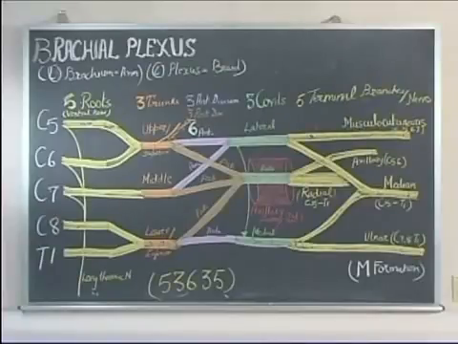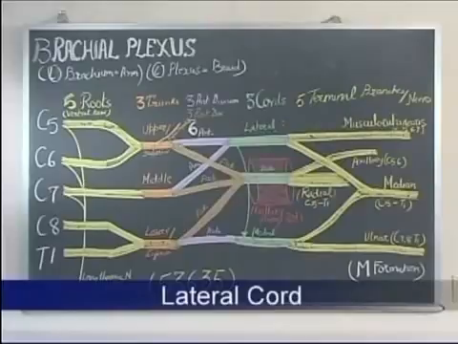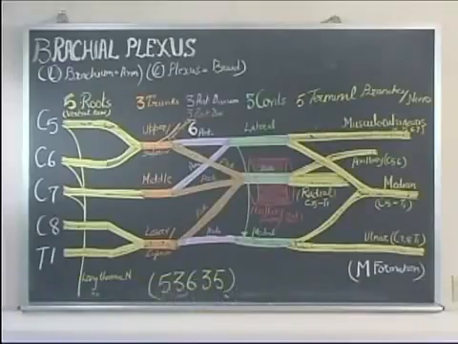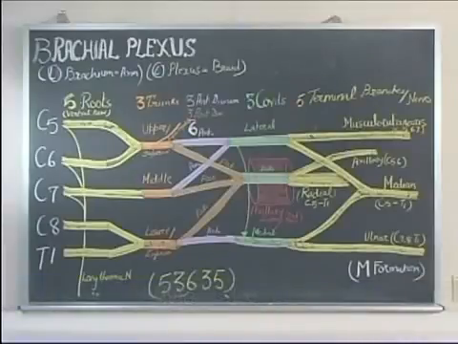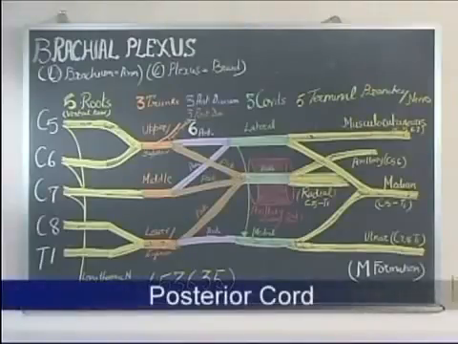The anterior divisions of the upper and middle trunks join together to form the lateral cord. The anterior division of the lower trunk stays on its own and forms the medial cord. The posterior divisions of all the trunks join together to form the posterior cord.